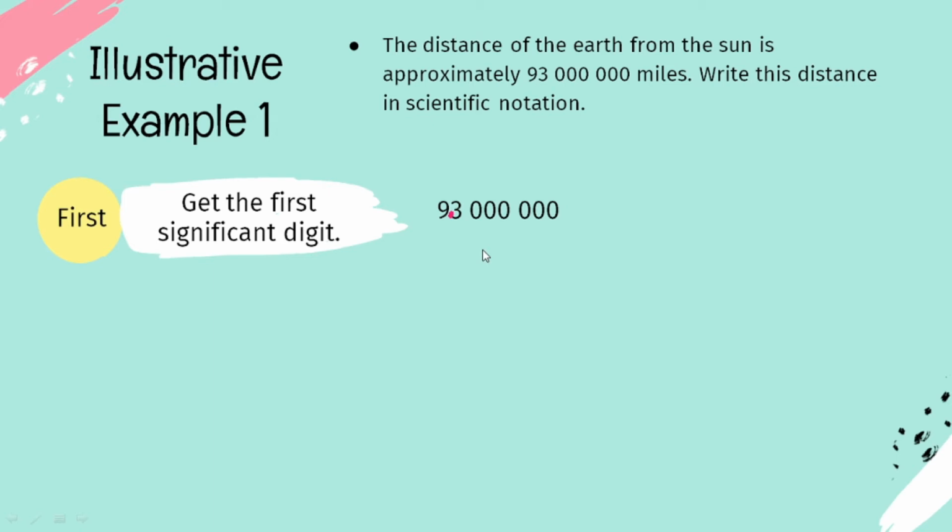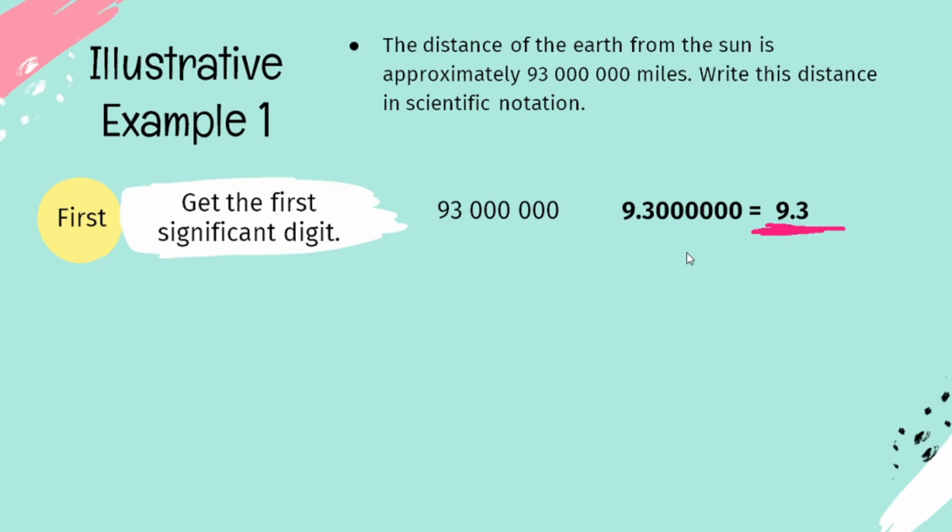So yun yung lagi nating first goal: get the first significant digit. Ngayon, naging 9.3000000 na siya. Now, this is equal to 9.3. Disregard na yung mga zero kasi nasa kanan naman ng decimal point. So, we have now 9.3. Mas malaki siya o equal kay 1 at hindi siya lumagpas kay 10. So, from 93 million, kinuha natin yung 9.3.